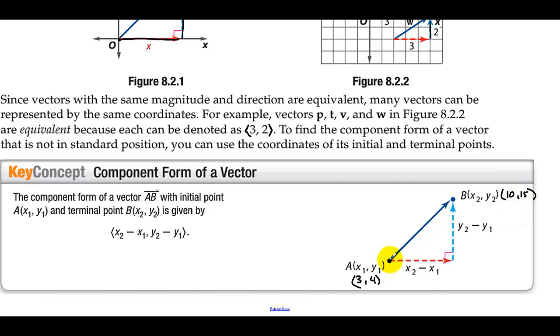Now, if you're going to go from 3 to 10, that's 7 units. So to find this distance, you can take 10 minus 3, and that'll give you the 7. Then, if you're going to go from 4 to 15, that's 11 units. We can take 15 minus 4, and we get 11. So 7 will be the horizontal component, and 11 will be the vertical component. So the vector in standard position, that would be the same as this one, is ⟨7, 11⟩.